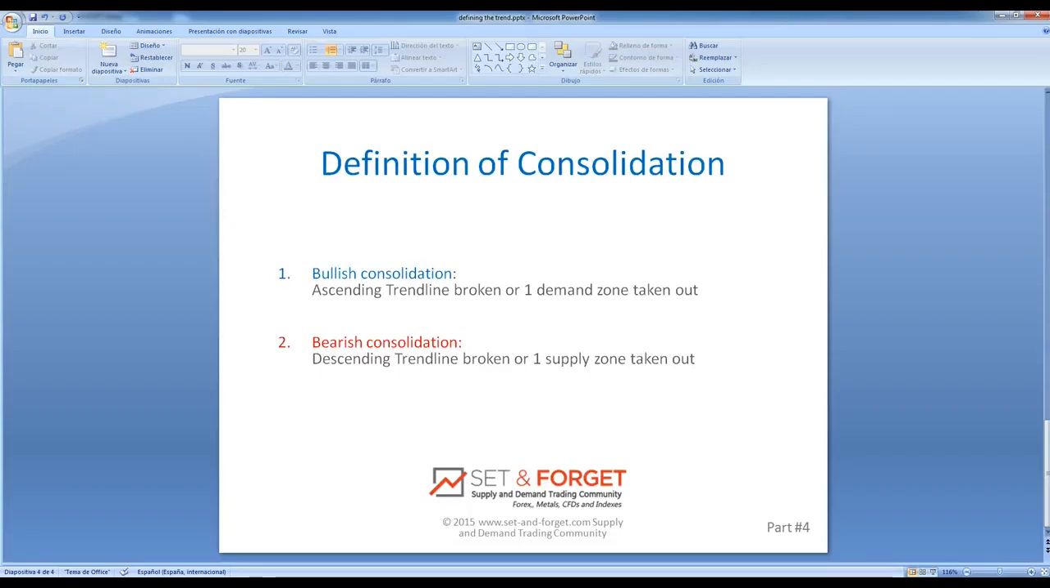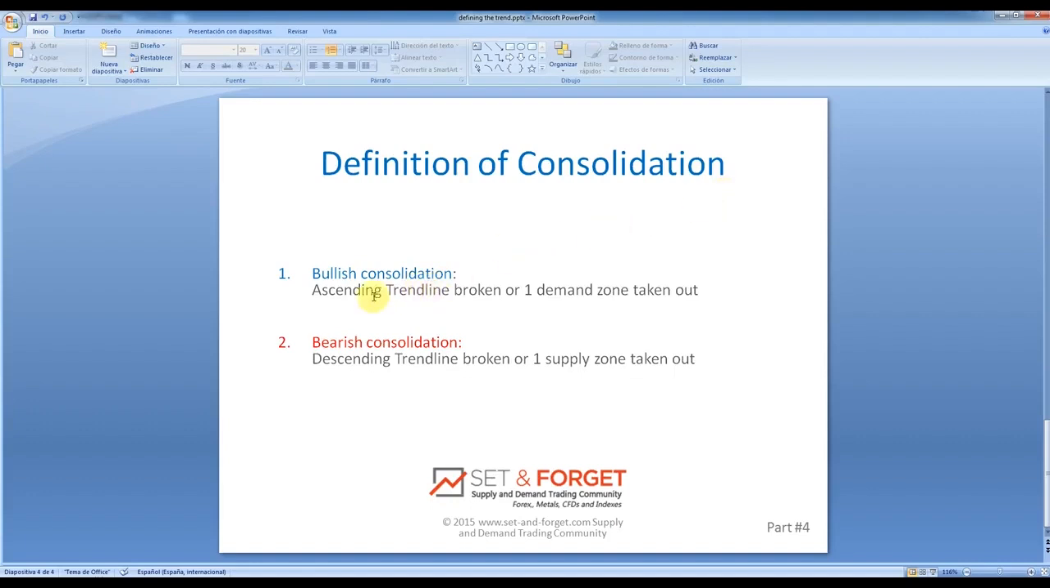Now let's define what a consolidation stage is. We have already defined what an uptrend and a downtrend is and all the nuances that we have. And now we have to define what the opposite is. I mean, we neither have an uptrend nor a downtrend. So what do we have?